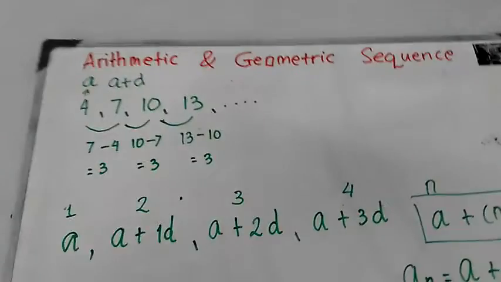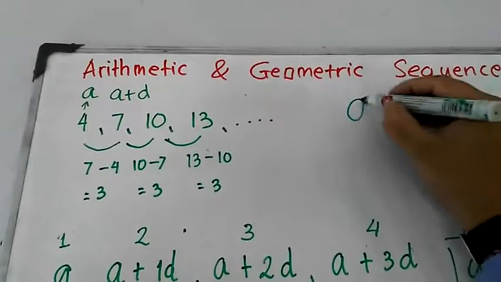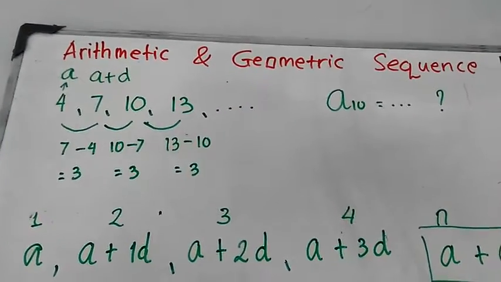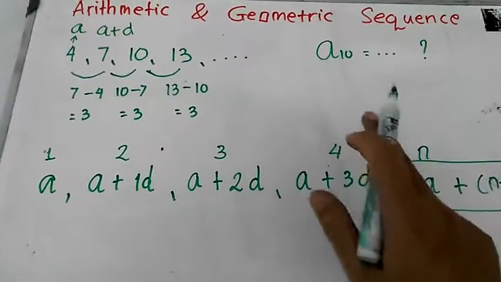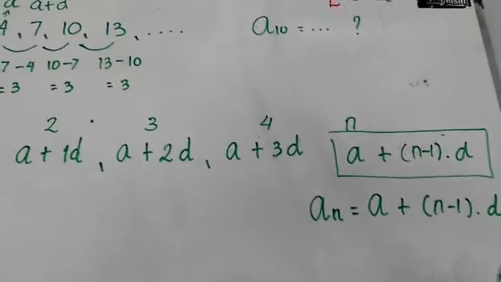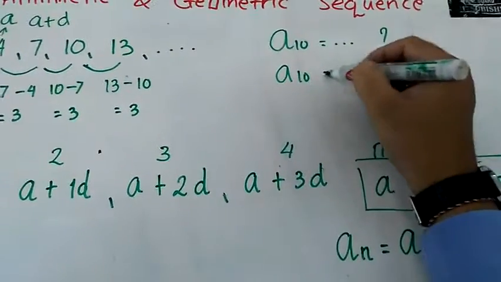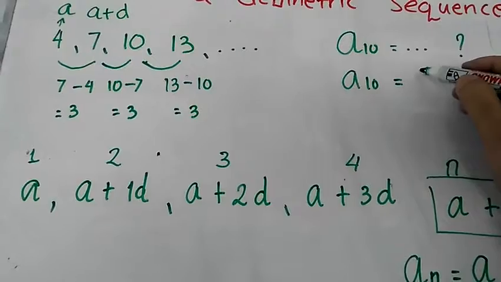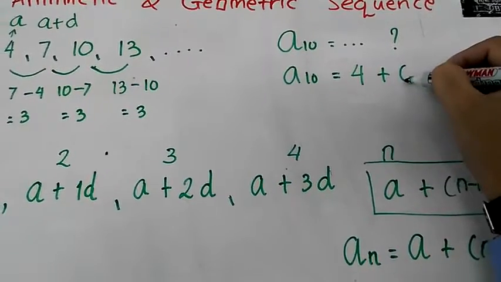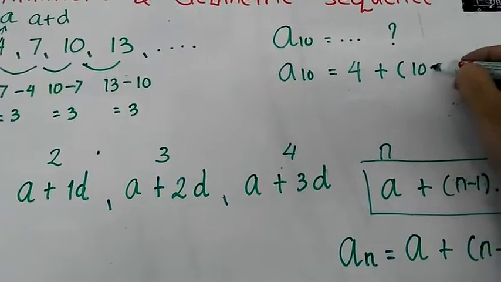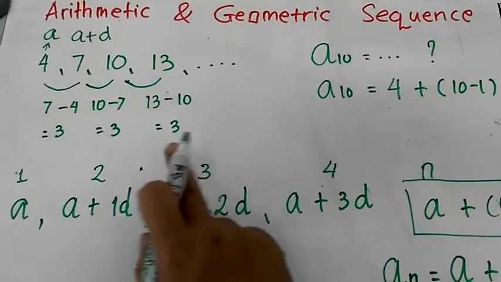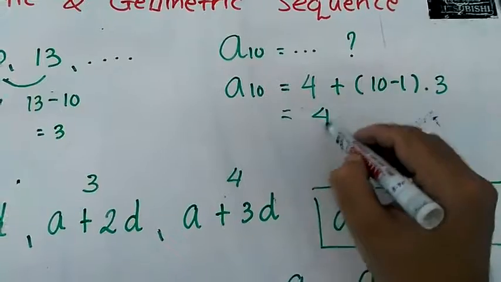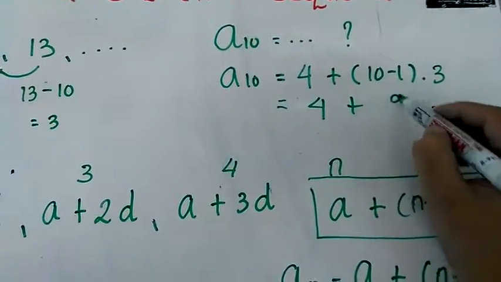So now let's figure it out. What is then the A10 of this sequence? To find the A10, you need to substitute this question into the formula that we already have. So A10 will be the first term, which is 4, plus n minus 1, which means 10 minus 1 times the difference, and the difference that we calculated before was 3, so times 3. Then continue: 4 plus 10 minus 1 is 9 times 3.